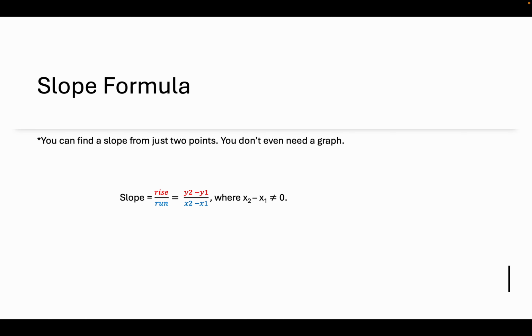Slope formula. You can find a slope from just 2 points. You don't even need a graph. Check this out. Slope is the rise over the run. If I just plop in the numbers, the second y, and subtract it from the first y, and the second x, and subtract it from the first x, where x2 minus x1 does not equal 0, that will also give me the slope.